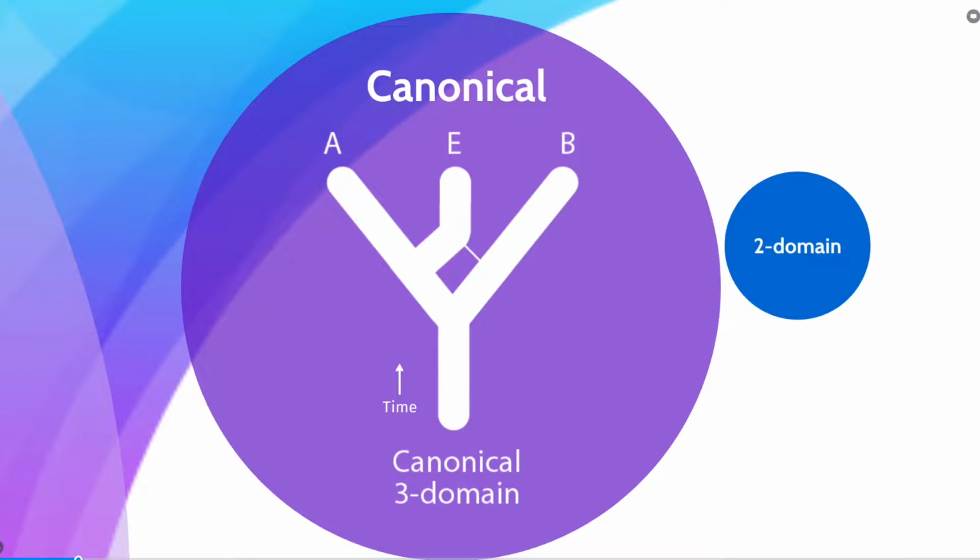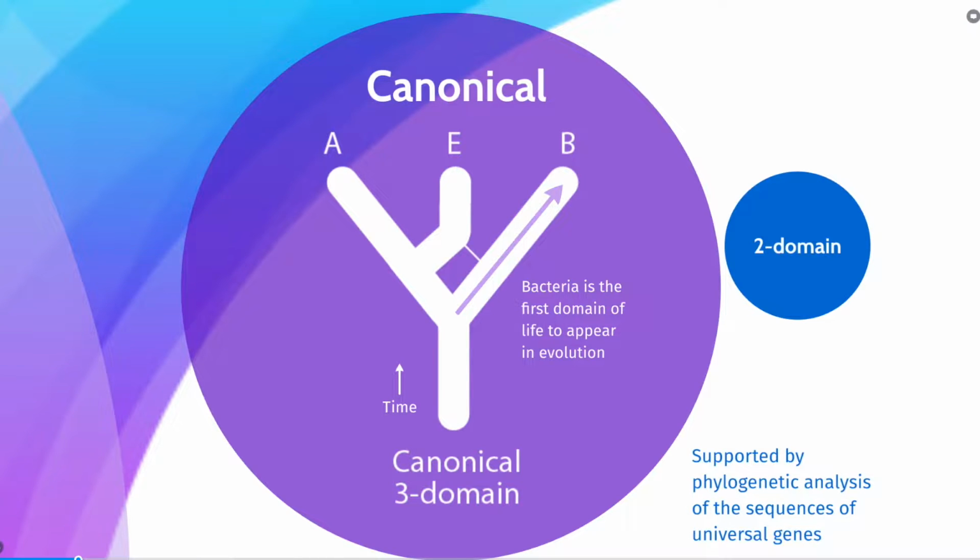The canonical view is that there are 3 distinct domains of life: Archaea, Bacteria, and Eukarya. This canonical view also states that bacteria is the first domain of life to appear in evolution. This view is supported by phylogenetic analyses of the sequences of universal genes.